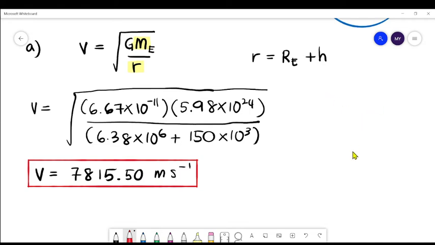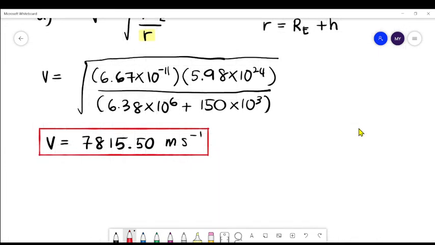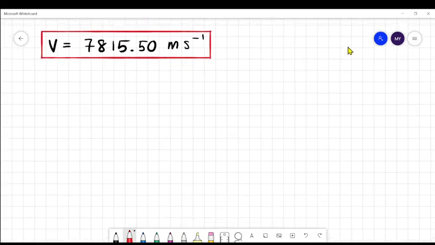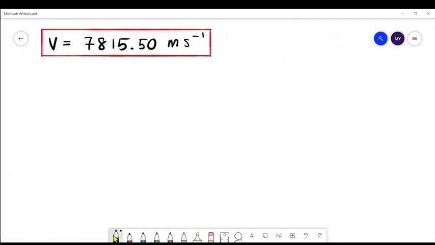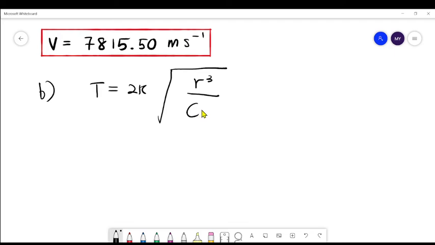Seterusnya untuk soalan B, kita nak cari period. Period of the satellite pada orbit. Kita kira dengan menggunakan rumus period is equals to 2 pi square root of r cube over g times m. Yang mana m ini adalah mass of the Earth and r is the distance between the satellite and the center of the Earth.